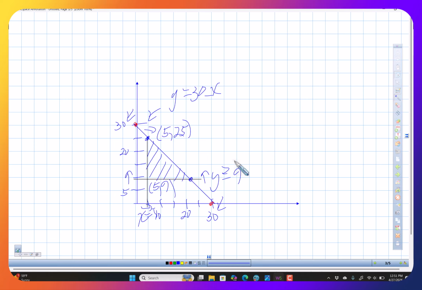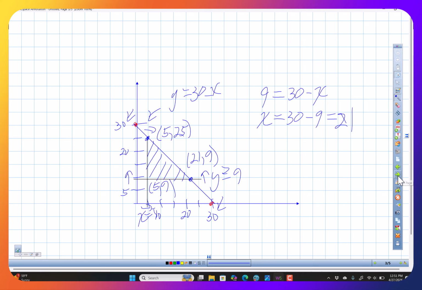This one's a little bit tricky, but we know that this Y is 9. So if I substitute in 9 equals 30 minus X, I'm now solving for X. I'm going to move the X over and make it positive. 30 minus 9 is 21. So this point is 21, 9.